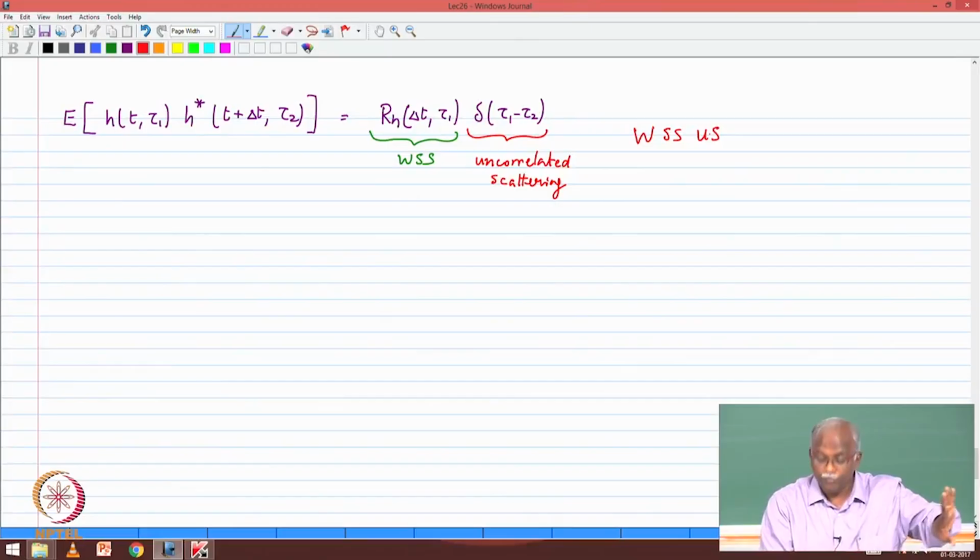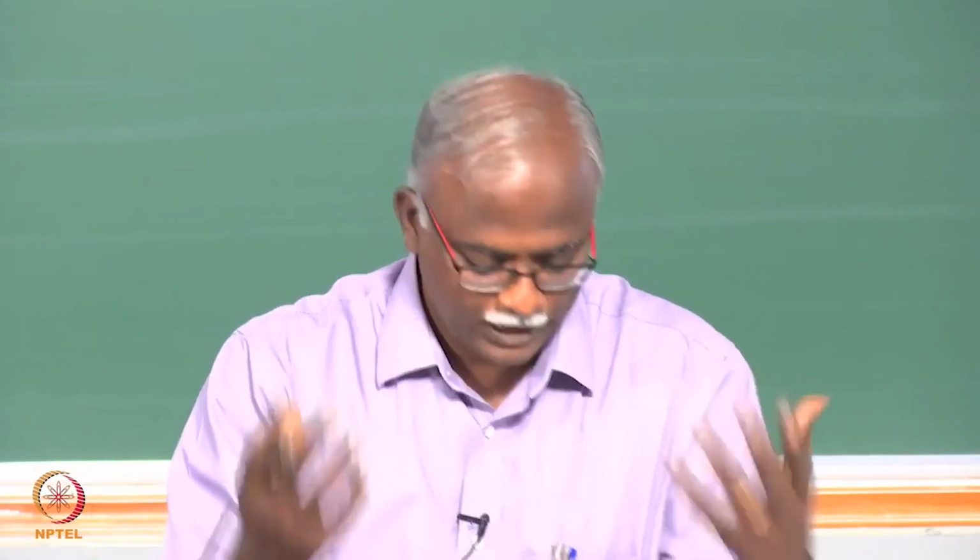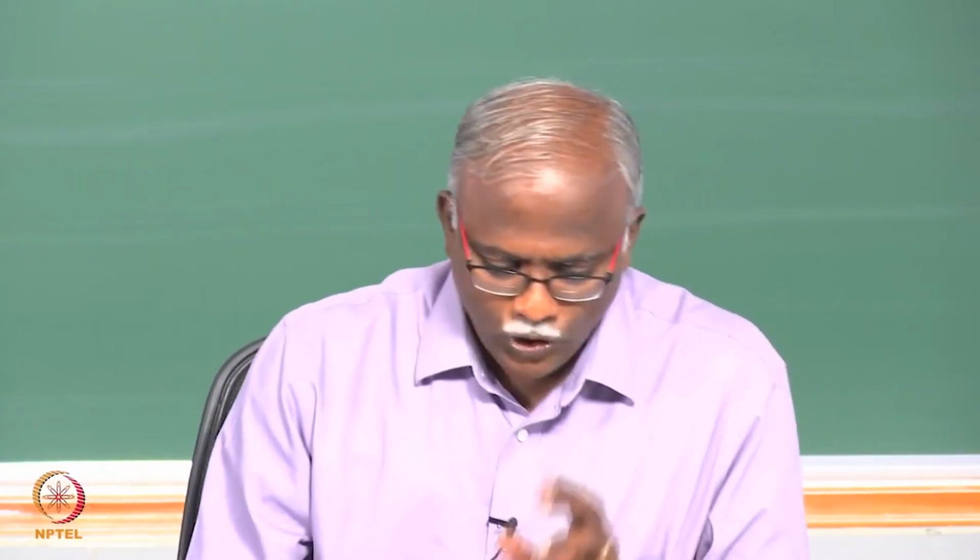WSS comes from the time variation. The uncorrelated scattering comes from the tau dimension. You put both of them together, and it gives you a complete picture of what we are trying to work with. Okay. So now comes an important part of the study. We have finished studying the tau t dimension. Now we are going to study the tau dimension.